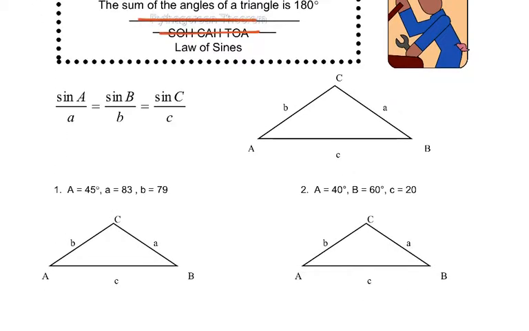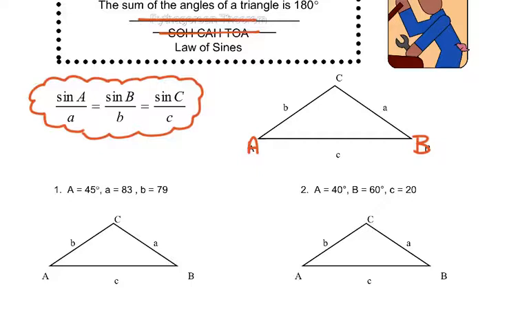So here's the big reveal. Here is the law of sines. Sine A over a, sine B over b, sine C over c, where, of course, A, B, and C, the capital letters, are the angles, and then the lowercase letters are the sides that are across from those angles. So that's how it's always set up.